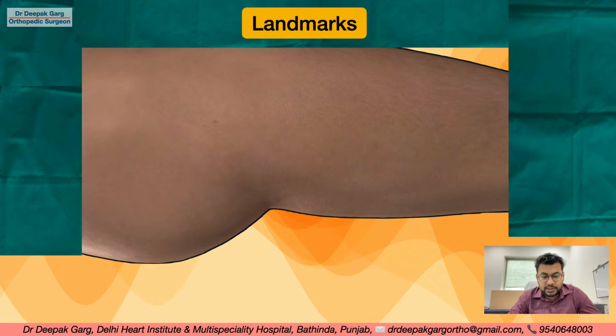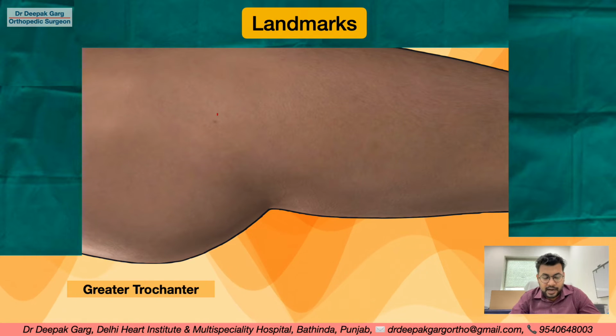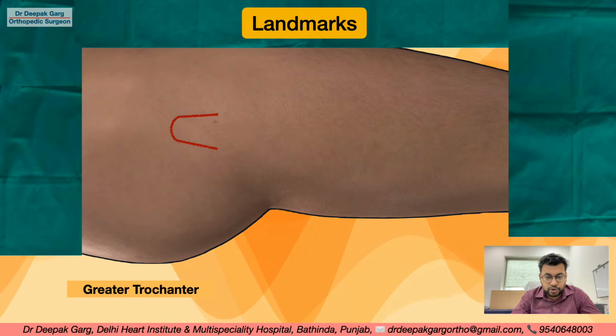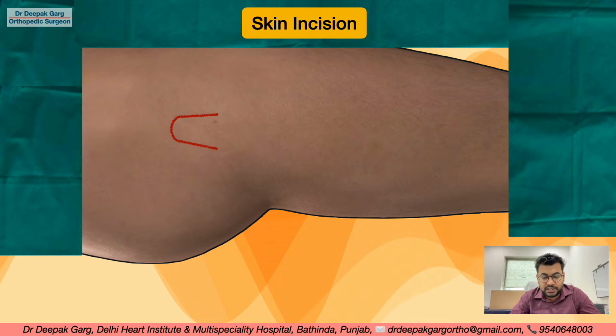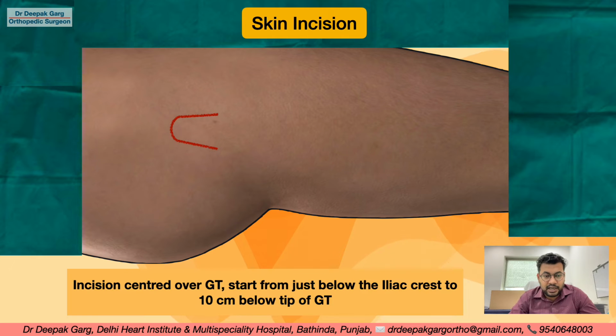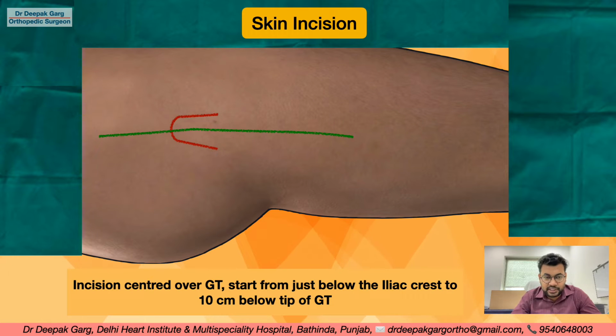So let's talk about this approach in a lateral position. So let's first mark the surgical landmarks. We will first mark the greater trochanter. So this is a surgical landmark that is the most commonly used. Then we mark the skin incision. So the skin incision is we start from just below the iliac crest, and we go towards the center of the greater trochanter, and then we go 10 centimeter below the greater trochanter. So this is our skin incision.